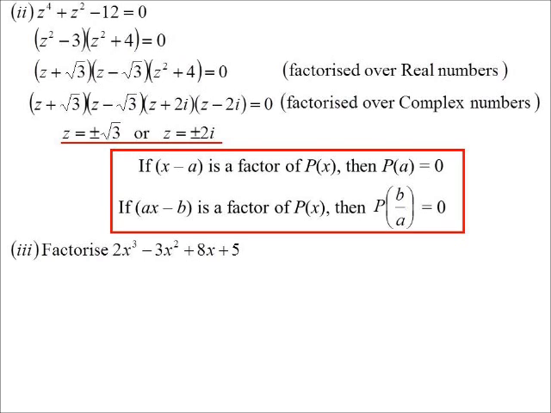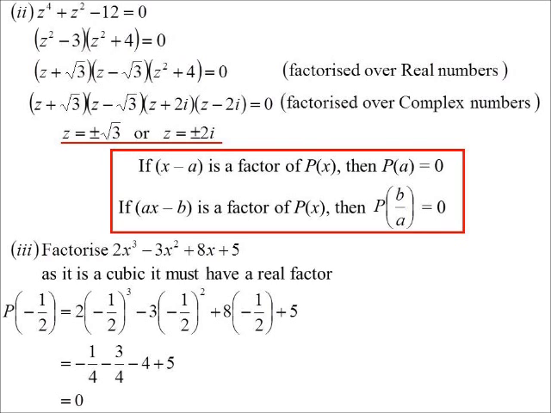So let's see. It's a cubic, I know it's got a real root, and we're trying to find it. Oh, of course, negative a half. Picking 1, jeez. No, negative a half would be the logical one to pick. And oh, what do you know? It turns out to be 0. So I know 2x plus 1 is a factor.